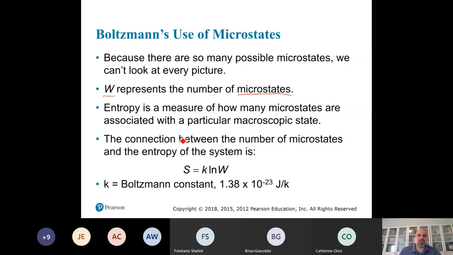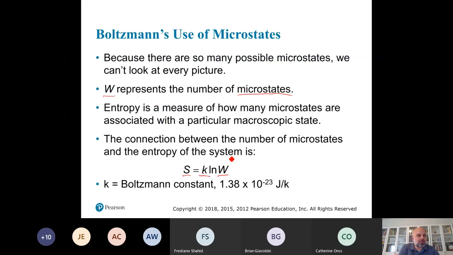So the connection between the number of microstates and the entropy of the system is listed here, right? Where the entropy of the system is equal to some constant, in this case the Boltzmann constant, times the natural log of the number of microstates. So if you are thinking about it from a mathematical perspective, you take the natural log.